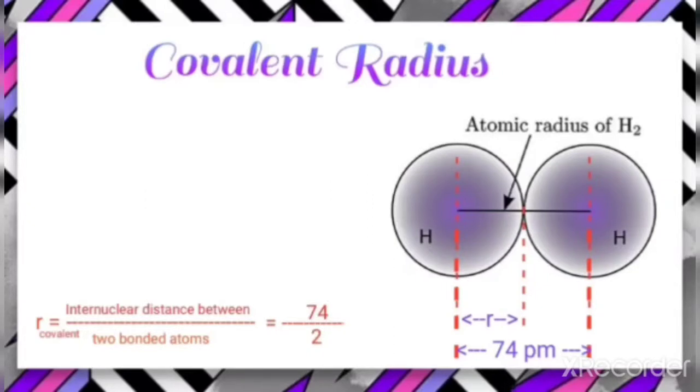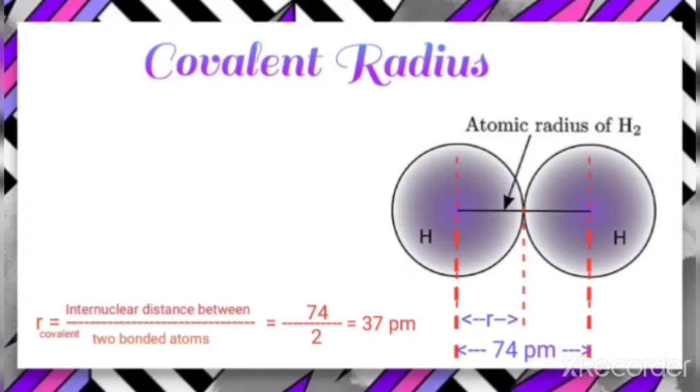That is, we are making half of it. The internuclear distance, we have made half. When you solve this, you will get the value 37 pm. So 37 pm is the covalent radius for the case of the hydrogen atom.